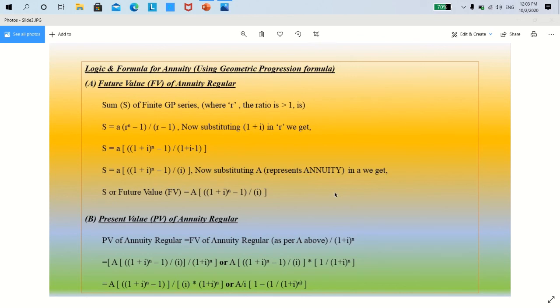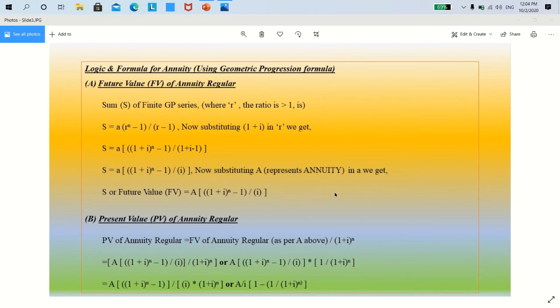So FV of annuity regular divided by (1 plus I) power n, which will be nothing but A, capital A, multiplied by (1 plus I) power n minus 1 in the numerator divided by I, the whole formula component must be divided by (1 plus I) power n, and then you can arrive at the subsequent steps to arrive at the final formula. The final formula will be, or can be re-expressed as, capital A by I multiplied by within bracket 1 minus 1 divided by (1 plus I) power n.